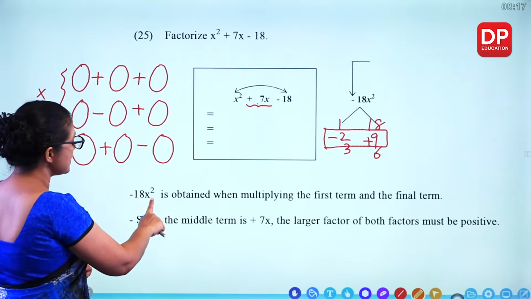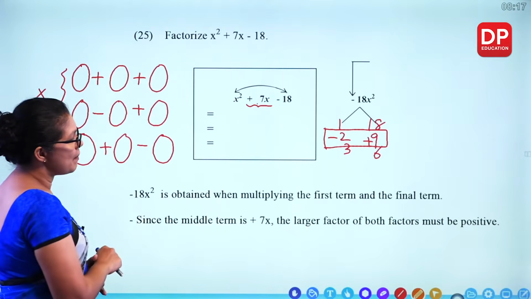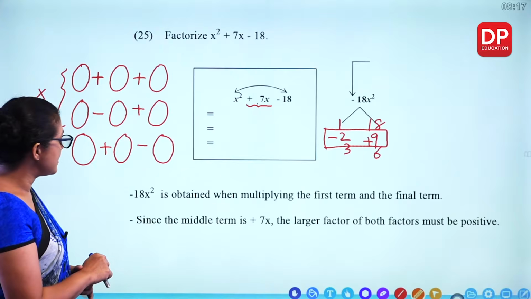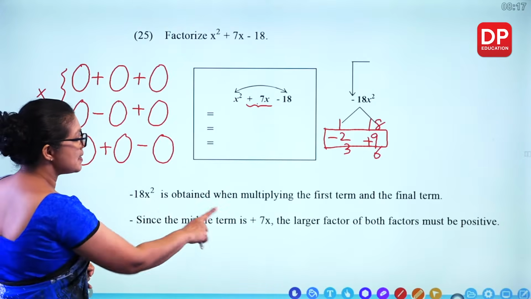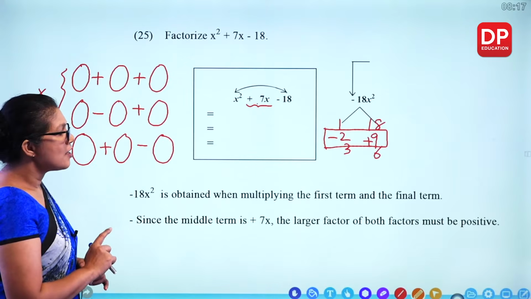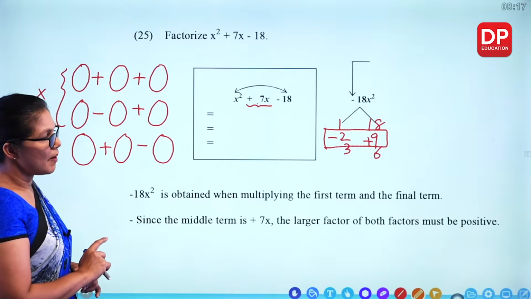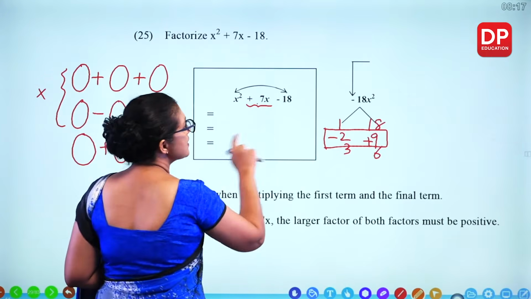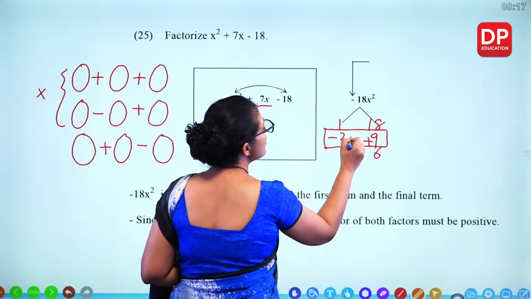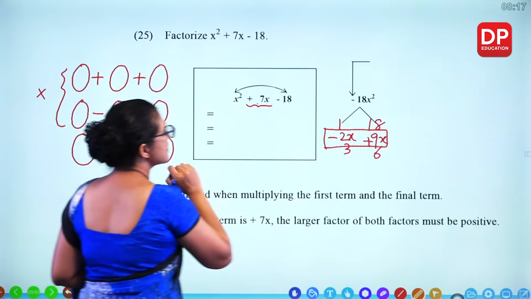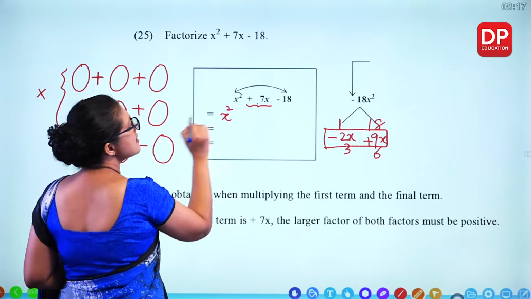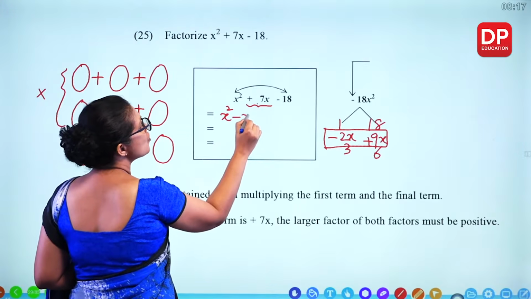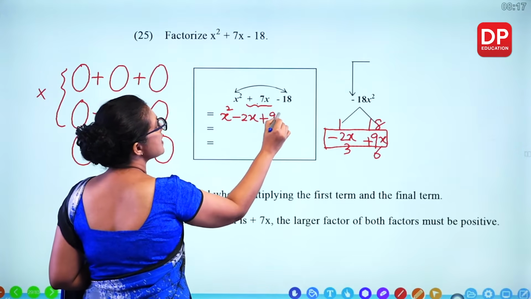So here minus 18x squared is obtained when multiplying the first term and the final term. Since the middle term is plus 7x, the larger factor of both factors must be positive. Now we can split. So to get x squared, this should be x and x. Now I can split 7x into minus 2x and plus 9x.